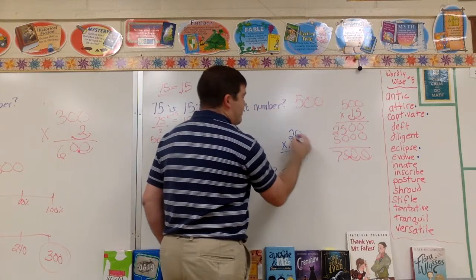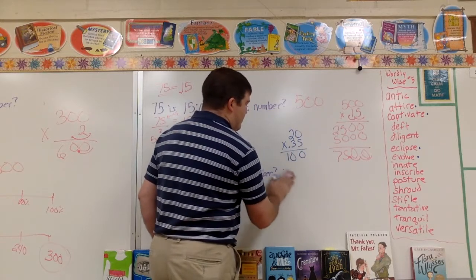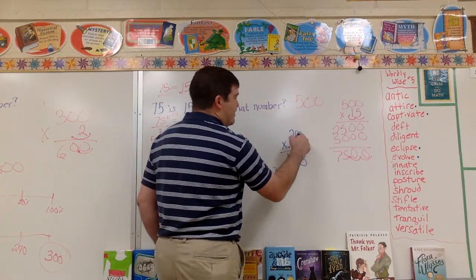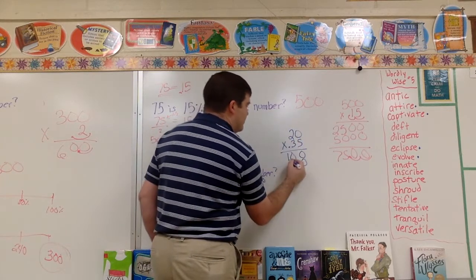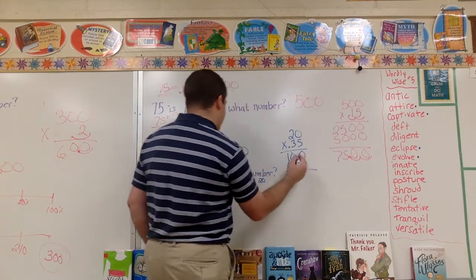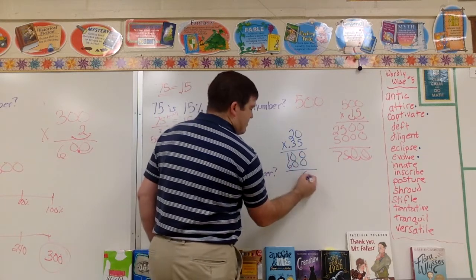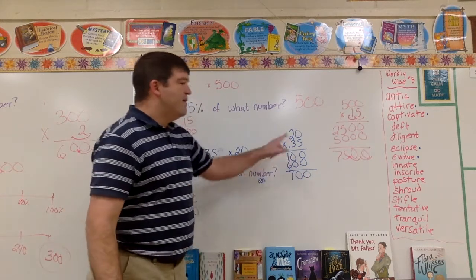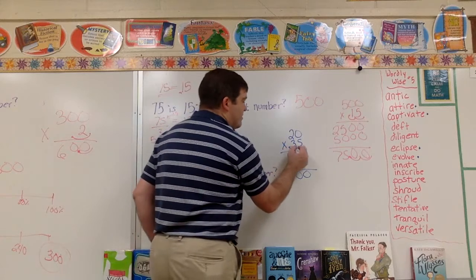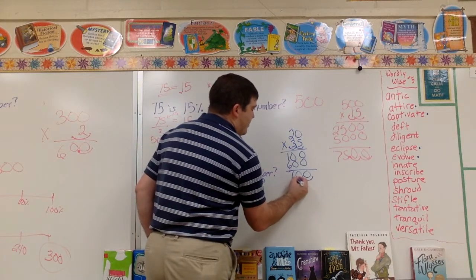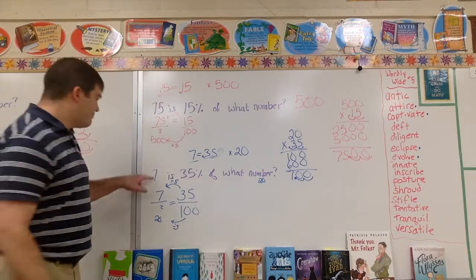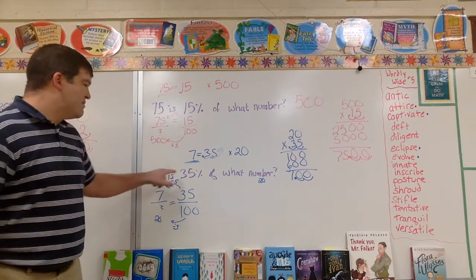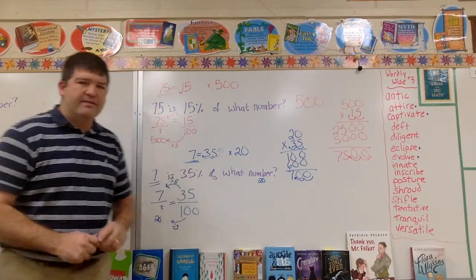5 times 0 is 0, 5 times 2 is 10. Okay, I gotta move my 20 over here. Now, I add my 0. 3 times 0, 0. 3 times 2 is 6. Okay. I go 0, 0, 7. So it looks like I have 7, 0, 0. Now I gotta put my decimal back. So I take it out, 1, 2. I put it back in 2. 7.00, which is what I was looking for. So 7 is 35% of 20.